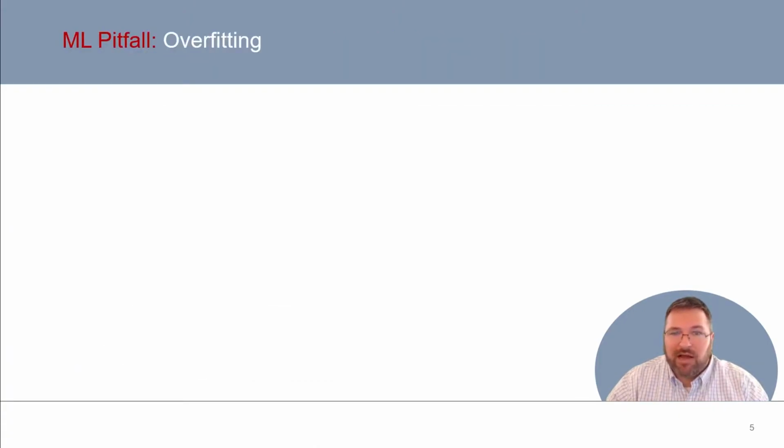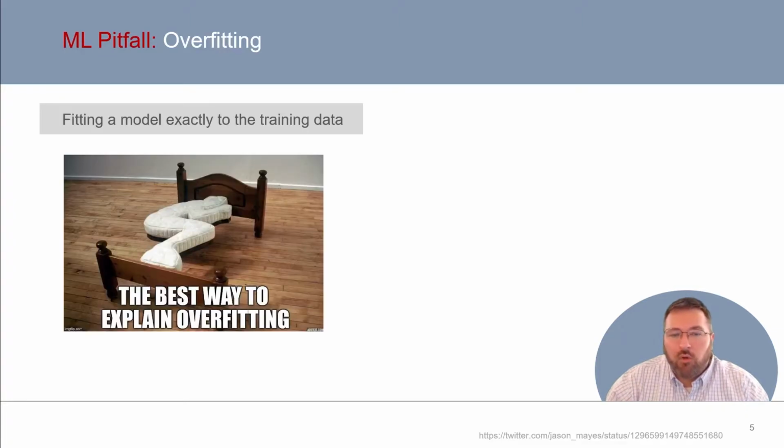Data splitting allows us to account for one of the biggest concerns and pitfalls in machine learning, and that's overfitting. Overfitting is the fitting of a model exactly to the training data, or at least moving in that direction. In other words, overfitting is memorizing patterns in the training data rather than learning generalizable associations that'll still be useful to new data we haven't seen yet.